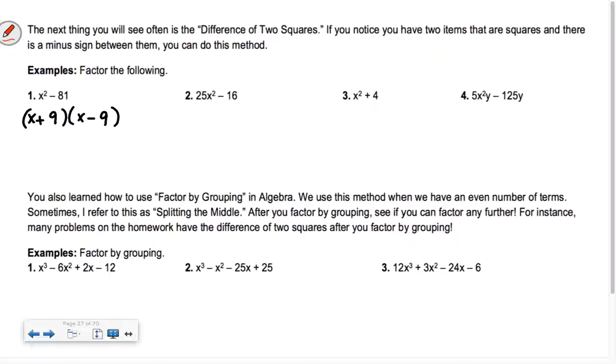Are these things something squared? So if I have 25x squared, notice how that's 5x times 5x. And if I have 16, it's 4 times 4. So this is set up as the difference of 2 squares. So it's a very simple setup.